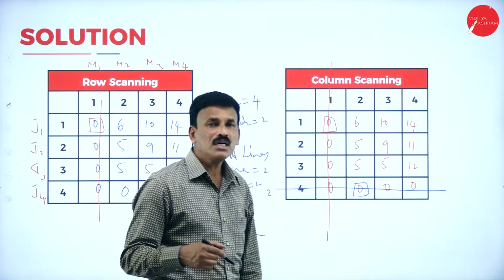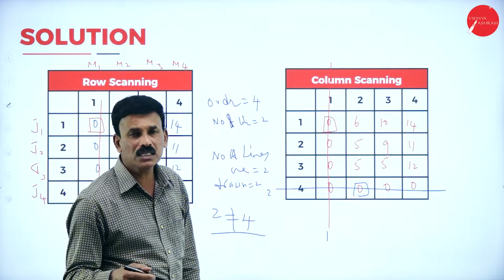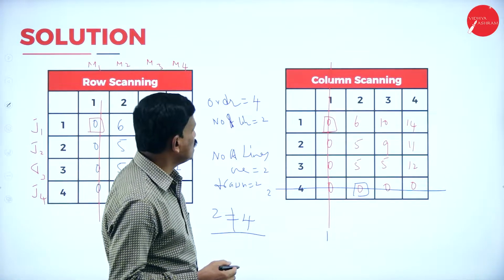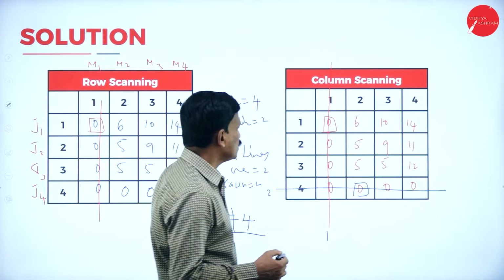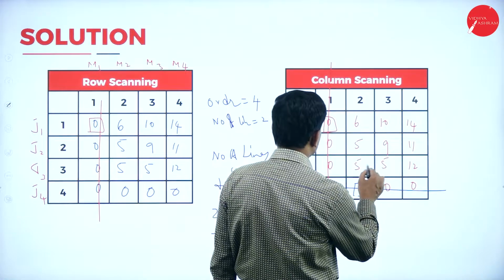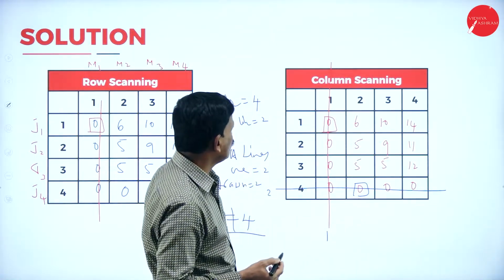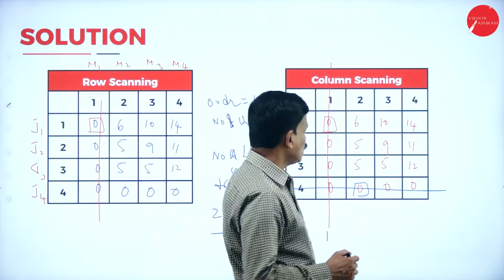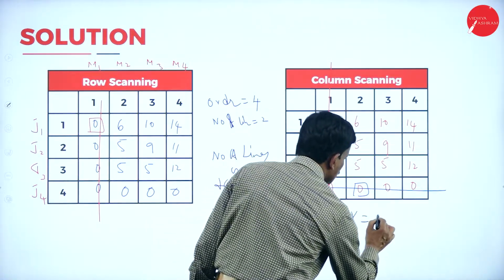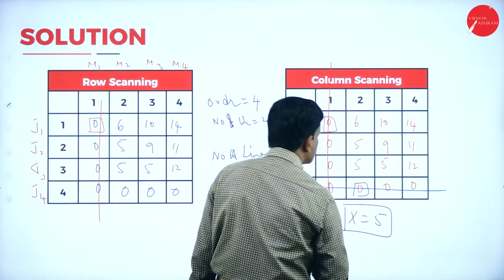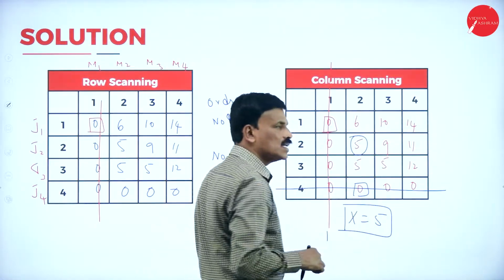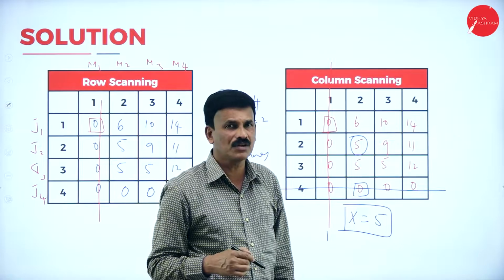What is the next step? Identify the least uncovered value. Which is the least uncovered value here? Here 5 is the least uncovered value. There are 3 such values. You can choose any one least uncovered value as 5. Let us call it x is equal to 5. x is the least uncovered value.